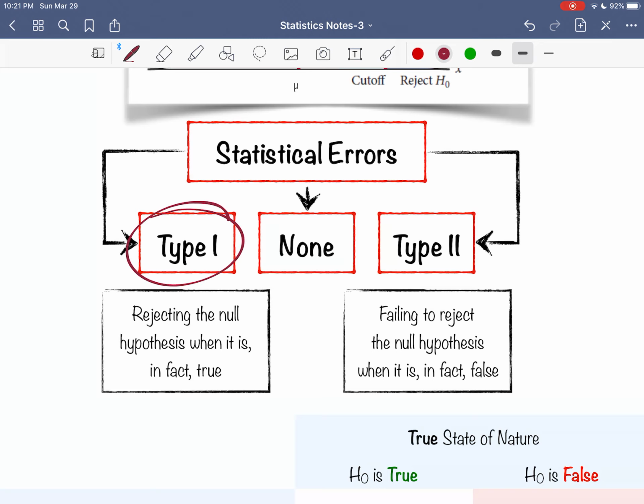On the other hand, if we do not reject something that is false, we commit a type 2 error. So if somebody is actually guilty, but they walk away for some reason, then we fail to reject the null when it's actually false. We've committed what is called a type 2 error.